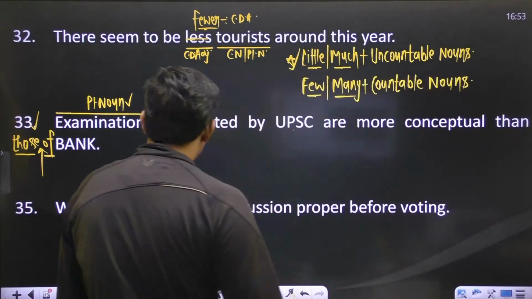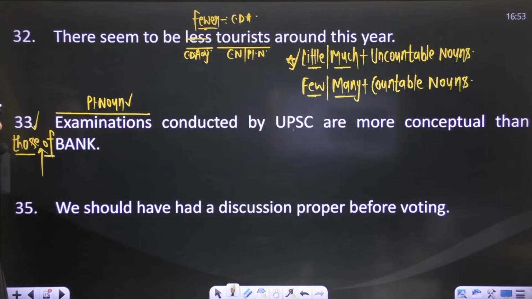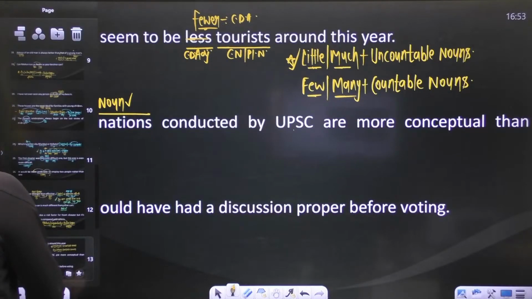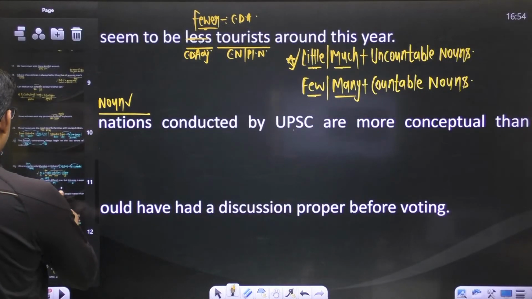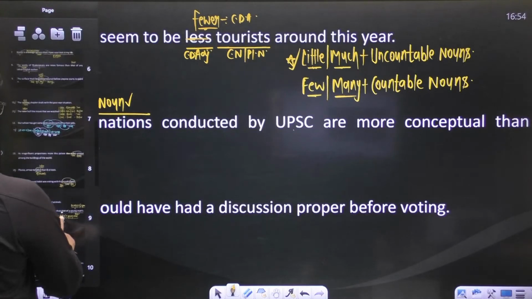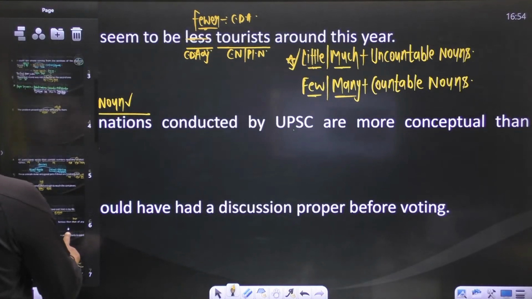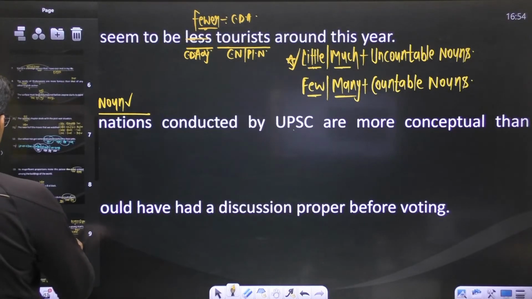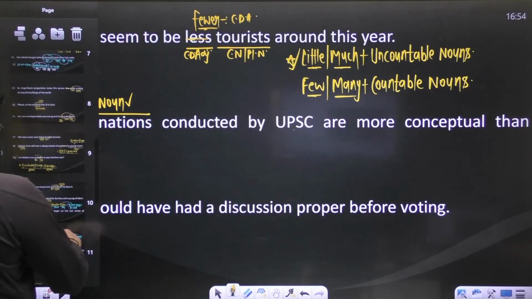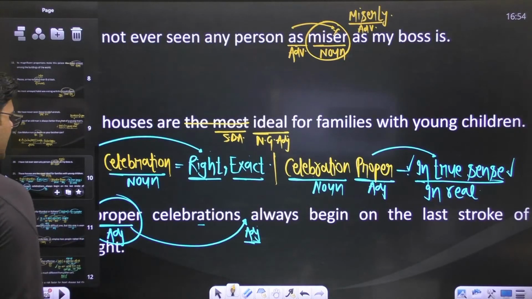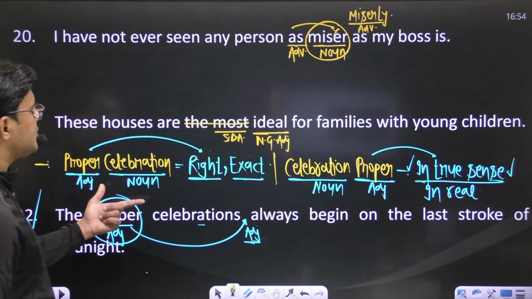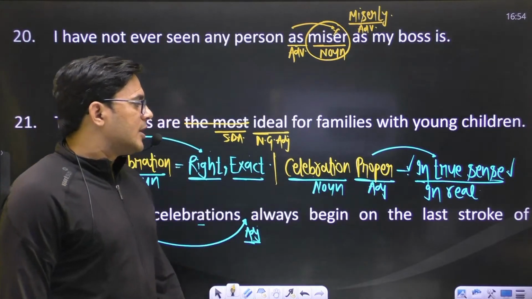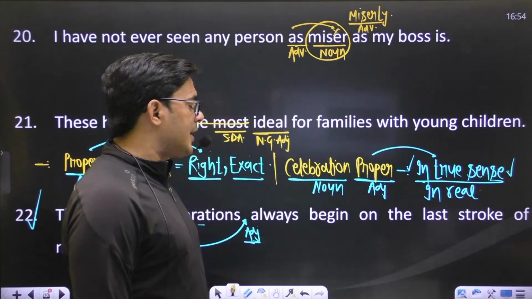Okay, we should have had a discussion proper. I told you the meaning of the word proper. Okay, let me check. Proper language, language proper, word proper. Yes, here it is. Whenever you talk about proper celebration, it shows the sense of right or exact. And if you say celebration proper, it shows the sense of in true sense, in real sense.